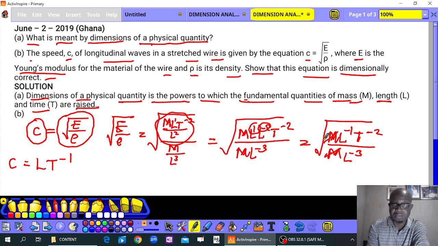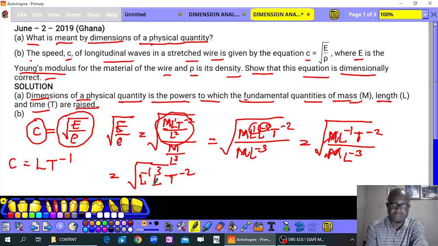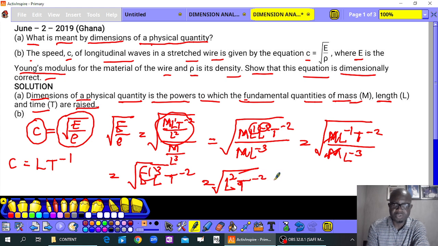So M cancels M. So we have here L raised to power -1 and L raised to power 3, and T raised to power -2. So -1 plus 3 will give us +2. So we have L raised to power 2 and T to the power -2.